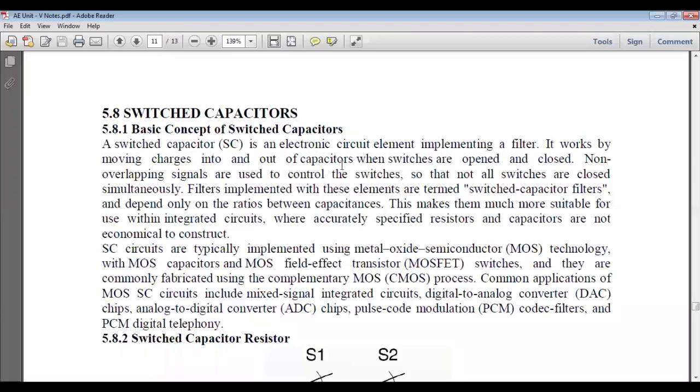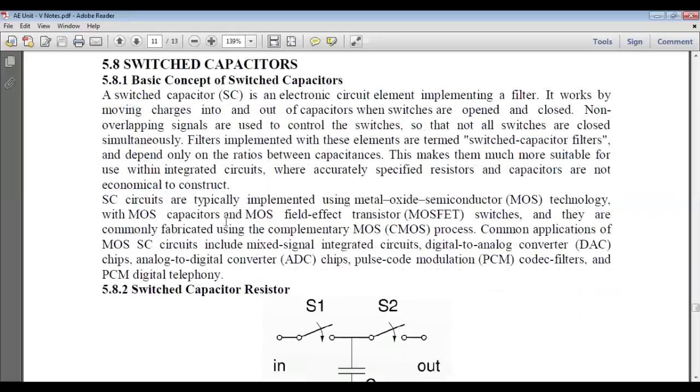What is the use of this switch capacitor filter? They can be more suitable for integrated circuit diagram where we are unable to integrate specified resistors and capacitors for construction. So in this case, the switch capacitor elements or filter can replace the resistor and the capacitor for manufacturing of integrated circuit diagram.